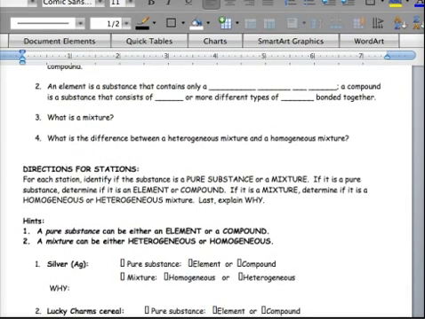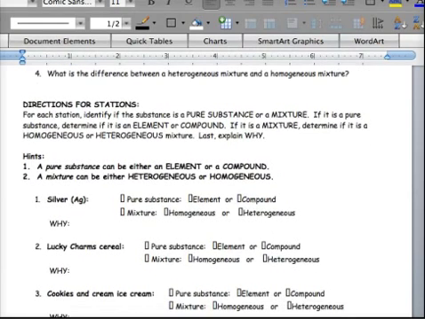So it's really basic. All we did in class was go from one station to the next, and at each station, you have to decide whether you're looking at a pure substance or a mixture. So you circle or check one or the other. You can't check both or circle both, it's one or the other.